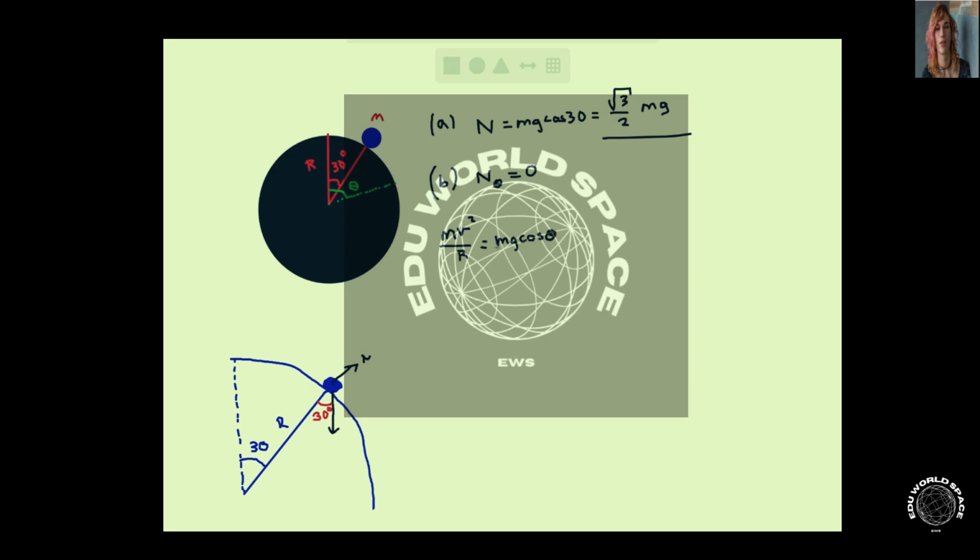We can simplify this expression by cancelling out these m's, and what we can do is take this r up to this side to obtain an expression for v squared. So this gives us that v squared is equal to gr cos theta. So this is our first expression.